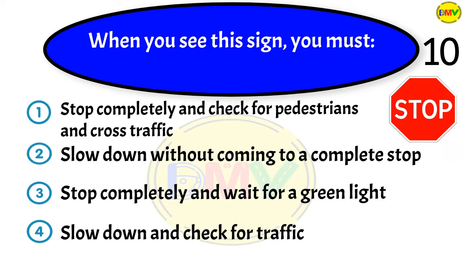Question 10. When you see this sign, you must: 1. Stop completely and check for pedestrians and cross traffic. 2. Slow down without coming to a complete stop. 3. Stop completely and wait for a green light. 4. Slow down and check for traffic.